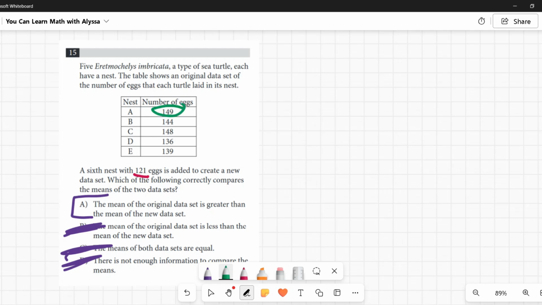Likewise, if the new data point had been greater than 149, anything 150 or greater, it's going to bring the average up, even by just a little bit. So you wouldn't actually have to do the math. Just recognize it's lower than all the numbers, so it has to bring the mean down, which means, again, A, the mean of the original data set is greater than the mean of the new data set.